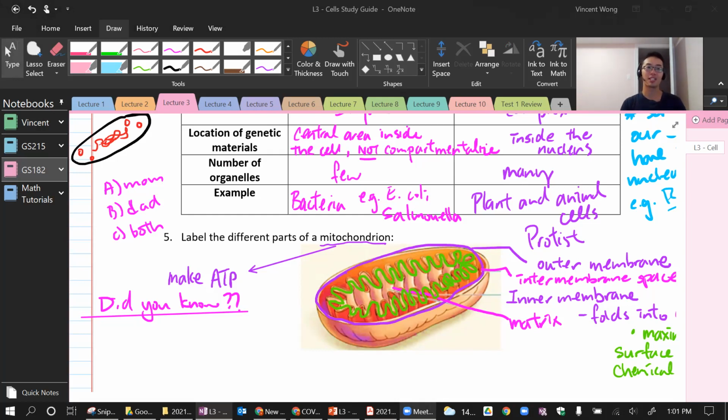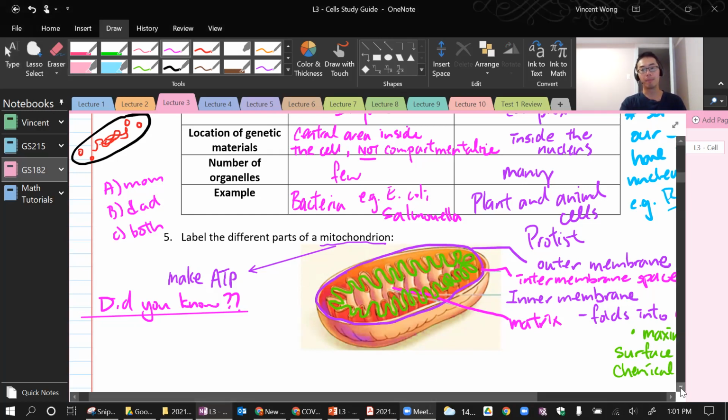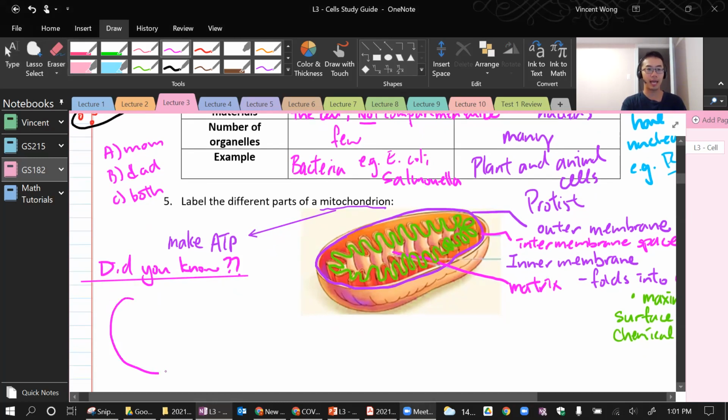Well, the correct answer is actually mom. All your mitochondria came from the maternal side, because of the egg. This is the egg, right? With the nucleus and the 23 chromosomes inside, and then it has all the organelles. Mitochondria here, and a bunch of other stuff. And this is the sperm. It has swum such a long way to find the egg.